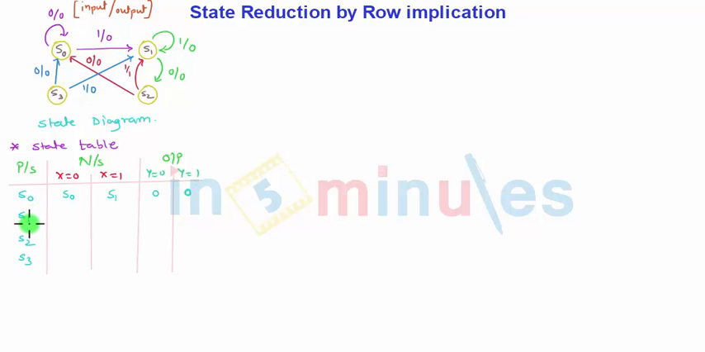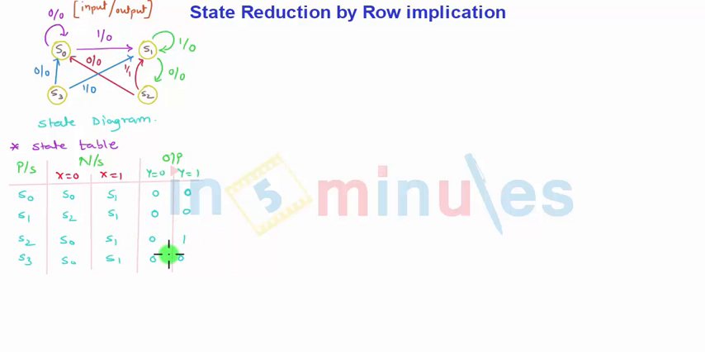For state S1, what we have here is S1 will remain in S1 for input 1 and output will be 0. And for input X equal to 0, it will go to state S2 and the output will be 0. Likewise, we will complete the table. For S2, it will go to S0.